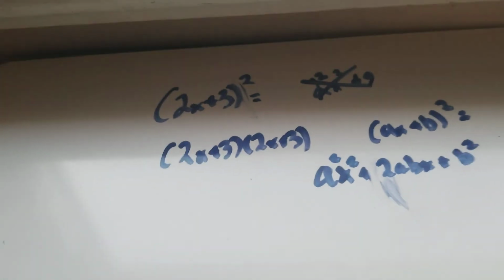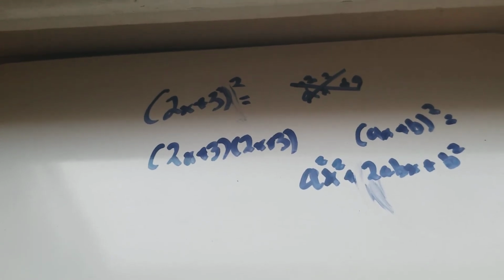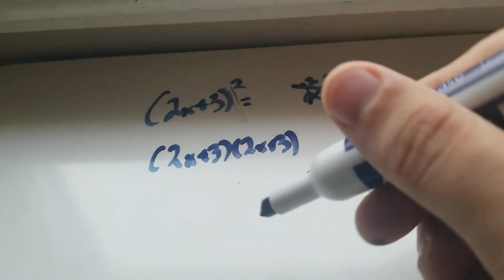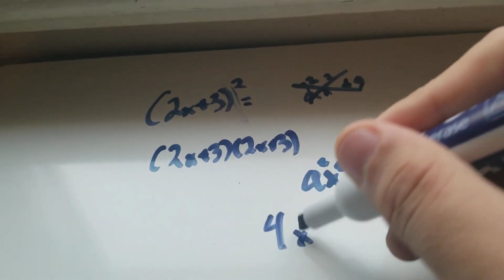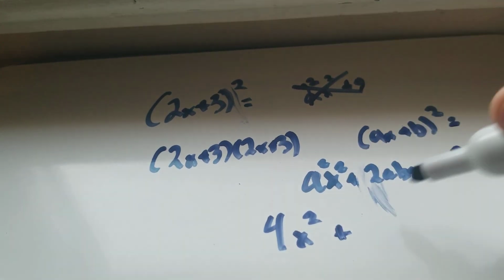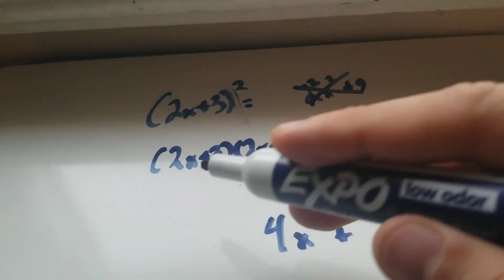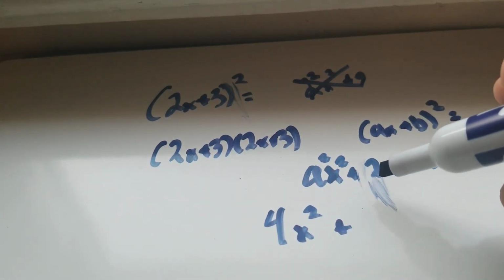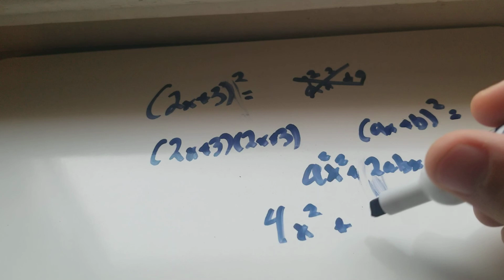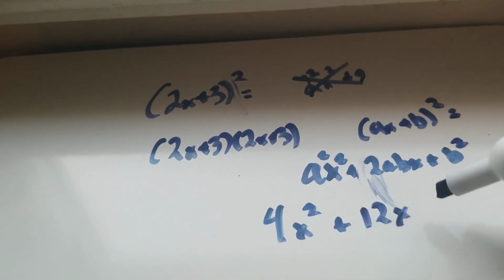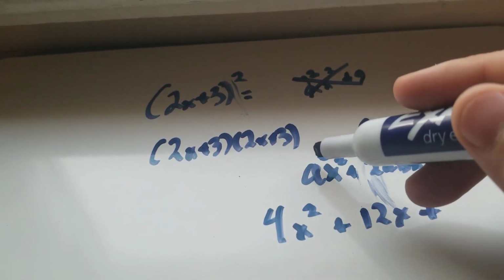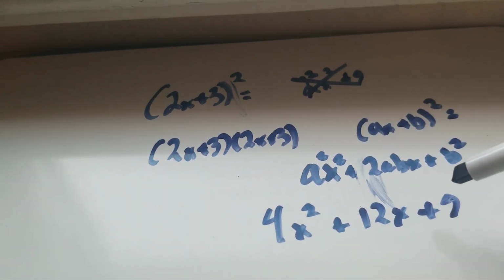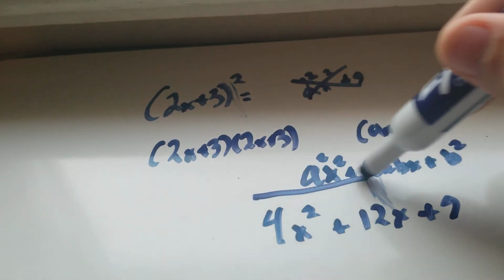Let me just move that, there's a little bit out of the camera. So a squared. a is 2 in this case, so that is going to be 4x squared plus 2 times 2, because a is 2, times b, which is 3. So 2 times 2 is 4, 4 times 3 is 12. So 12x plus b squared. b squared is 3 times 3, which is 9. So my answer is 4x squared plus 12x plus 9.